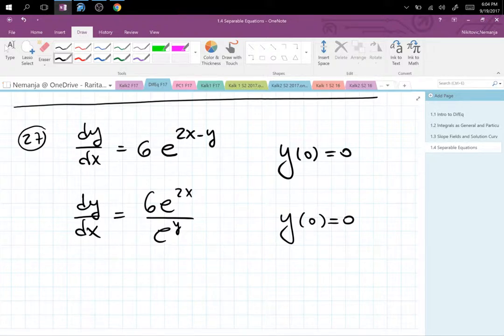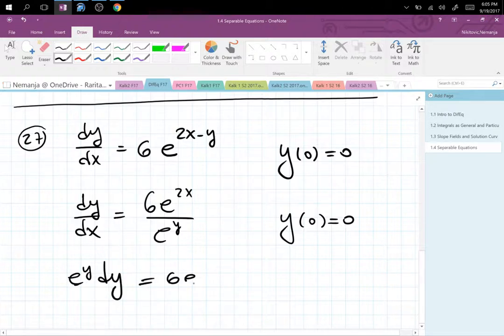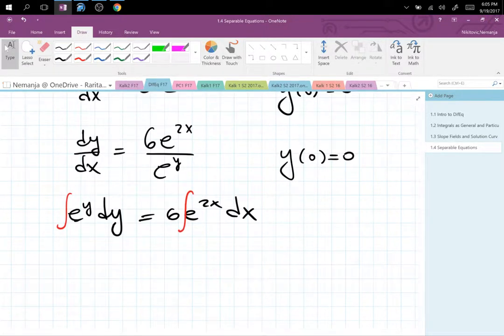Okay, let's talk about this. So we have e to the y dy equals 6e to the 2x dx. And then we hit this with integrals, with a smile, right? Because we're happy. It's calculus.